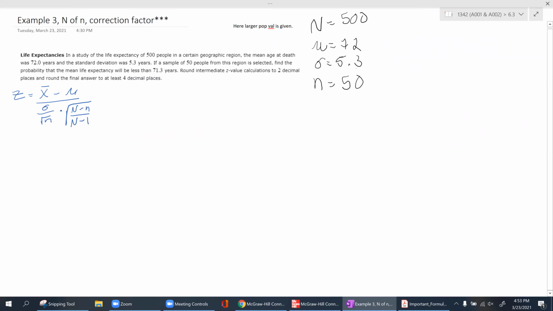Find the probability that the mean life expectancy would be less than 71.3. So in other words, less than 71.3, meaning I have to find the probability for X bar being less than 71.3. Wow, I didn't see here anything that said you can ignore the correction factor.